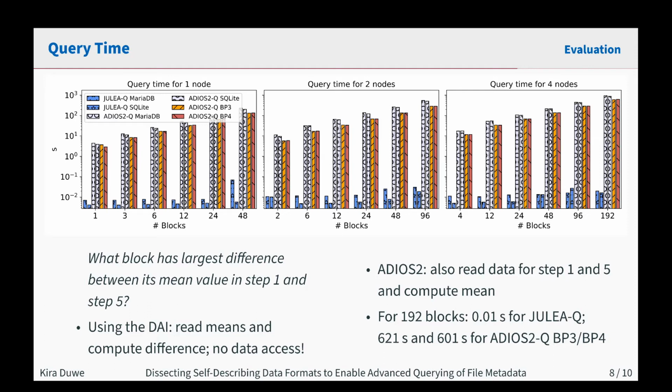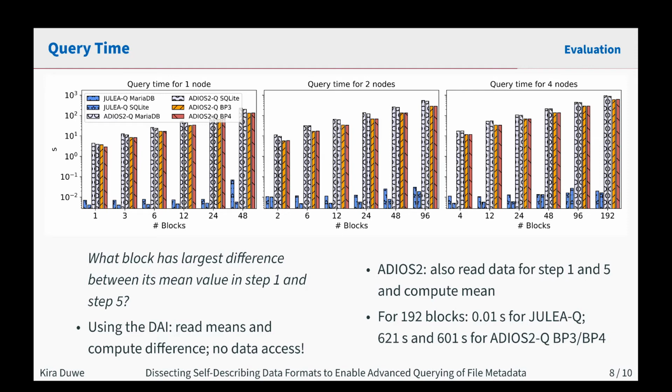But to validate the usefulness of the separation and therefore the DAI interface, we also wrote a query application directly interfacing the JULEA storage system. And using the JULEA API, we can access the mean value that has been pre-computed by the JULEA DB engine when writing the data blocks. And this query application therefore does not need to access the object store containing the data, and it is sufficient to read the mean values from the respective databases and compute the differences accordingly to the ADIOS2 query.